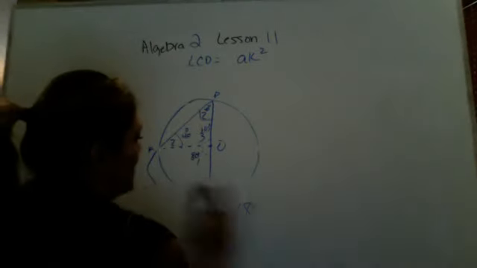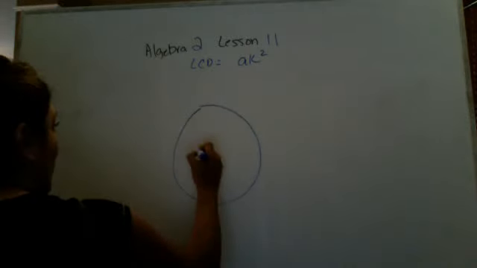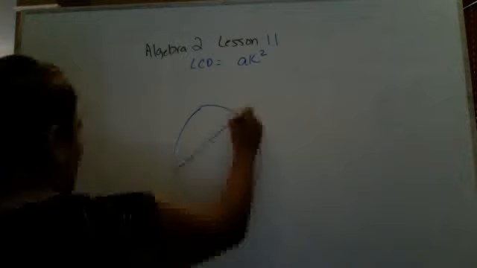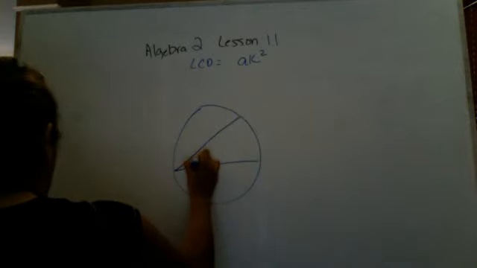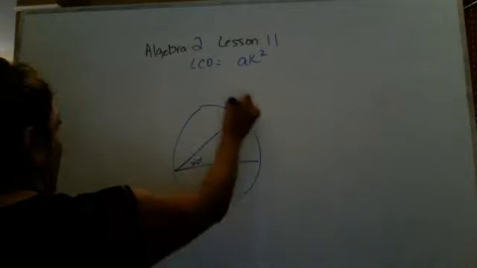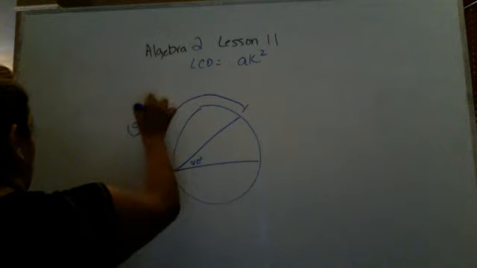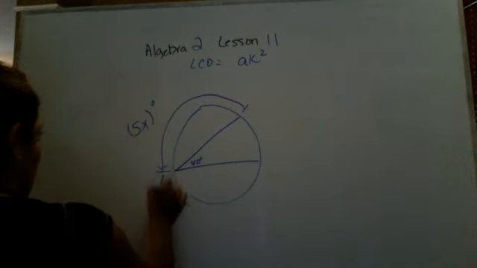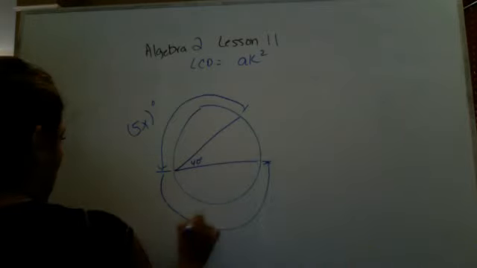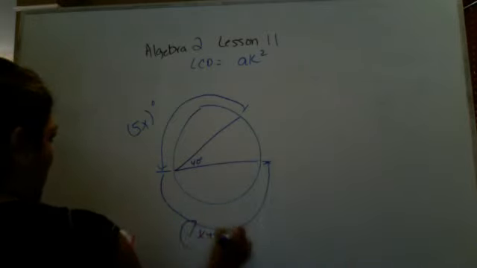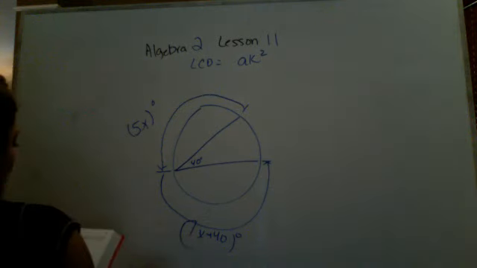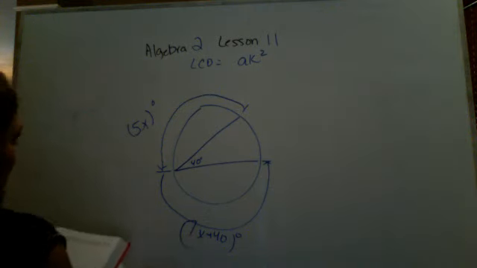So let's look at an example. So we just use our information from our sectors. Now we've learned what an inscribed angle is. Let's look at this one. It's example 11.3. It says this is 40 degrees, and it says from here to here is 5x degrees. And we said from here to here is 7x plus 40 degrees. It said find x.